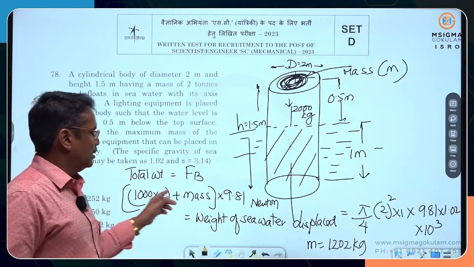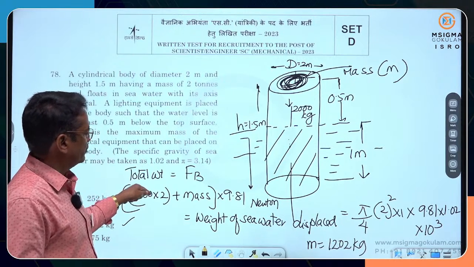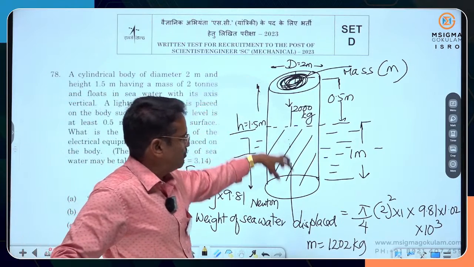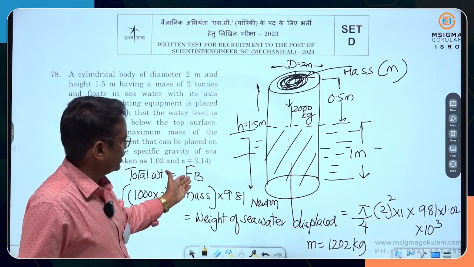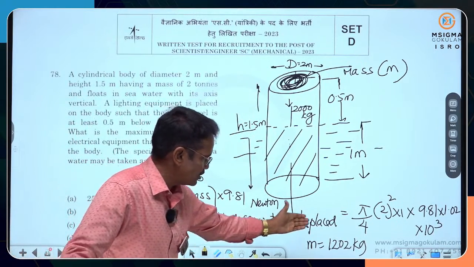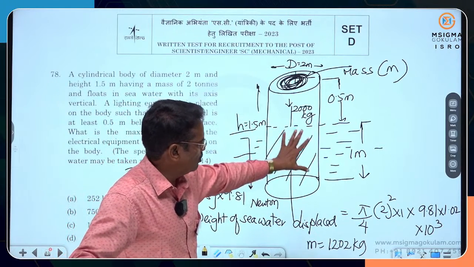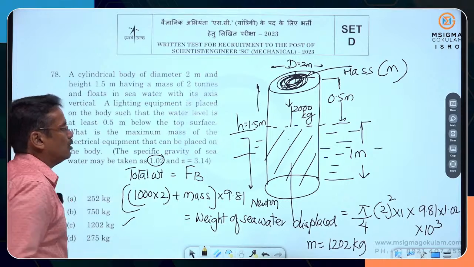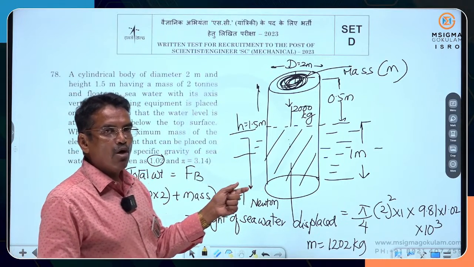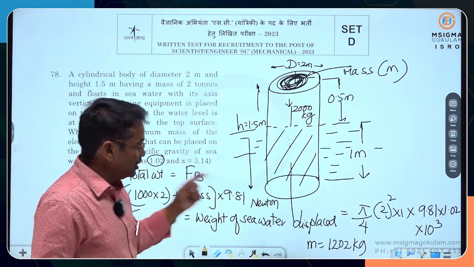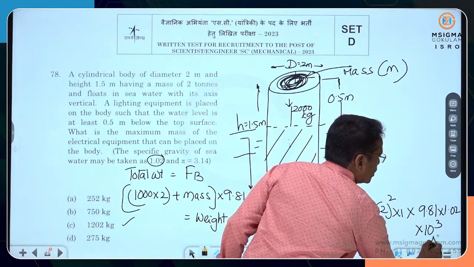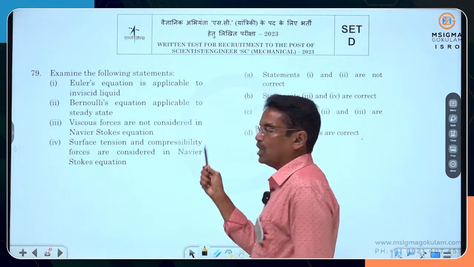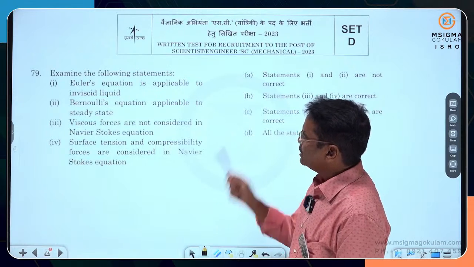I just applied Archimedes principle, that is the total weight, the principle of flotation. What does the principle of flotation say? The weight of the body must be equal to the force of buoyancy. Force of buoyancy is calculated from Archimedes principle, that is the weight of the seawater displaced. What is the seawater displaced? Volume of the seawater displaced into specific weight of the seawater. He has given the specific gravity. Specific gravity means specific weight of the seawater divided by specific weight of water. But here I multiplied with 10 cube, so that I get the final answer in newtons. This question doesn't have the answer, you may even challenge that in the exam.